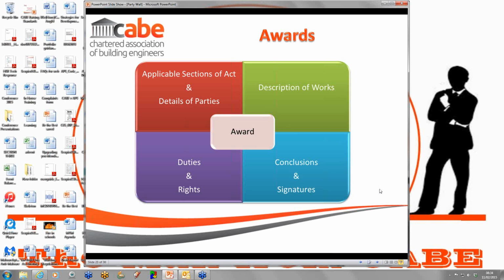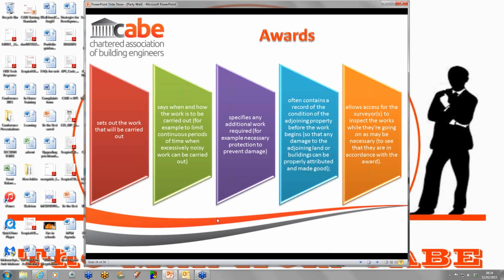So generally the award will detail what work needs to be carried out, how it's going to be carried out, when it can be done, and if there are any restrictions on things like noise levels or times when it can be done. That can be detailed within the award, although obviously there is general environmental legislation that would cover additional requirements as well.